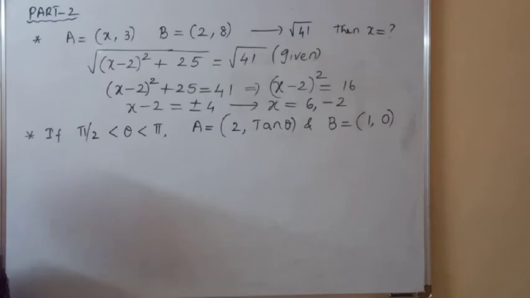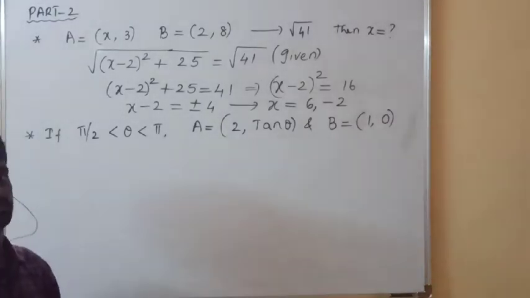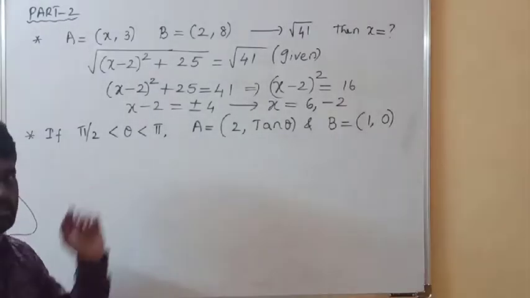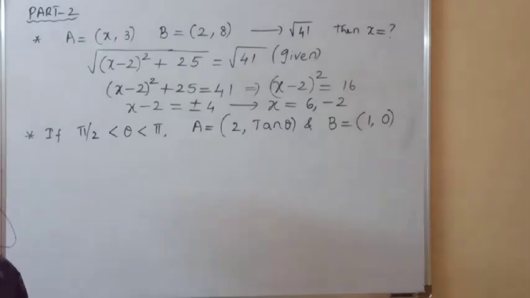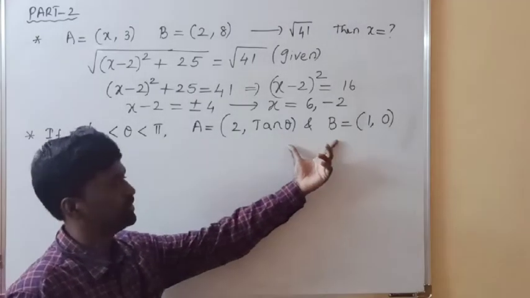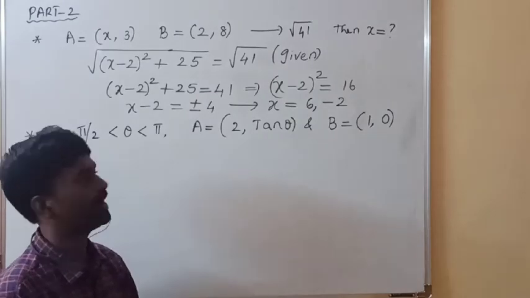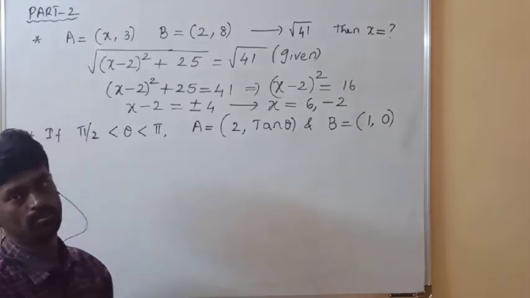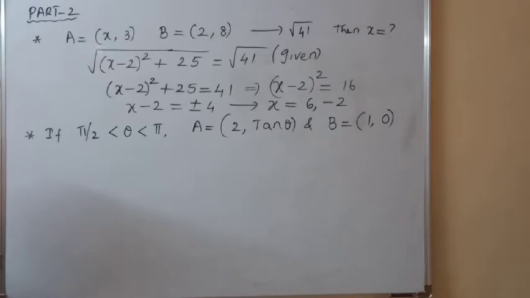If theta lies between pi by 2 and pi, that means pi by 2 is how many degrees? 90. Pi is how many degrees? 180. That means theta lies between 90 and 180. That means theta lies in which quadrant? Second quadrant. Then find the distance between A and B. The question is to find the distance between A and B. Okay, so just use the distance formula.